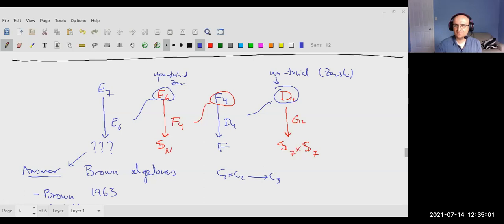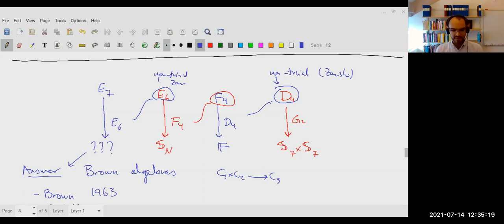More questions? Comments? So I just have a small one. Concerning this last example with E7, you mentioned there are two types of Brown algebras, right? Yes. So do you do it for both of them or just for the type one? Right now, yes. There are some important subtleties.